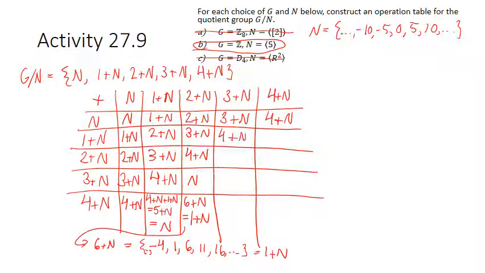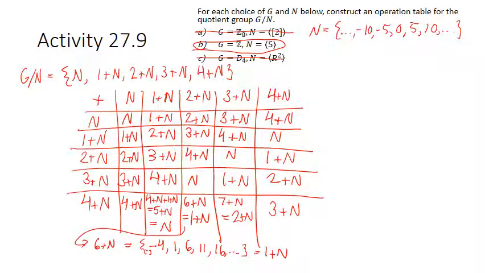So this is 4, and then this would be 5, but 5 goes away, so that's just n. And then this is going to be 6 plus n again, but 6 plus n is 1 plus n. And then same deal down here, I would get 7 plus n, but 7 plus n is the same as 2 plus n. Okay, and then over here, this would be 5, but that's just n. And then this would be 6, but that's the same as 1 plus n. And then this one would be 7 plus n, but that's the same as 2 plus n. And then this one would be 8 plus n, but 8 plus n is the same as 3 plus n.